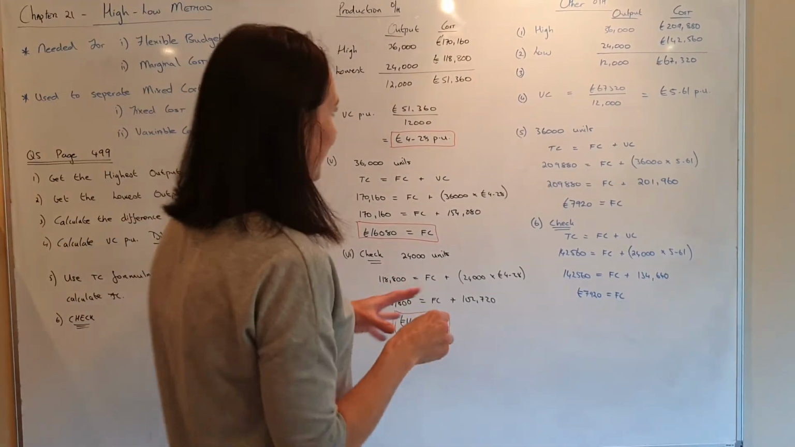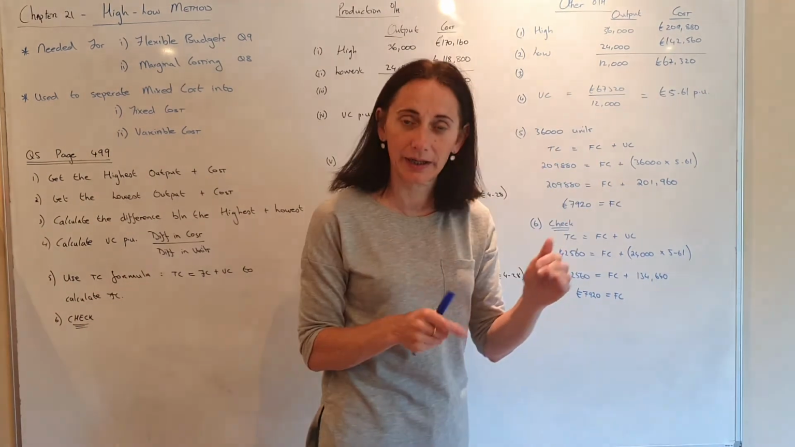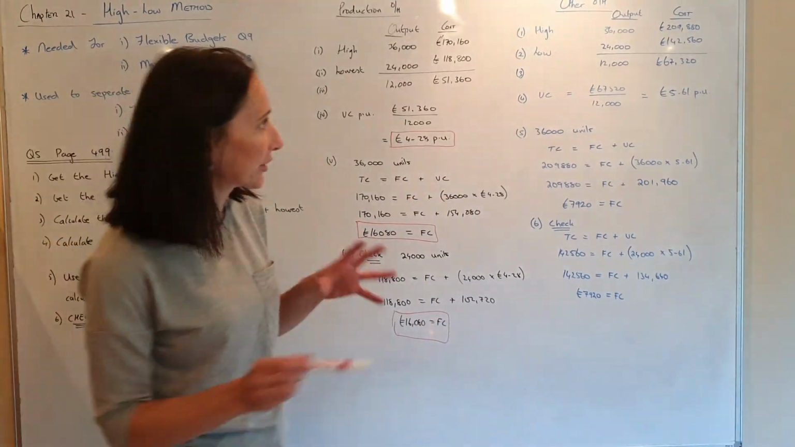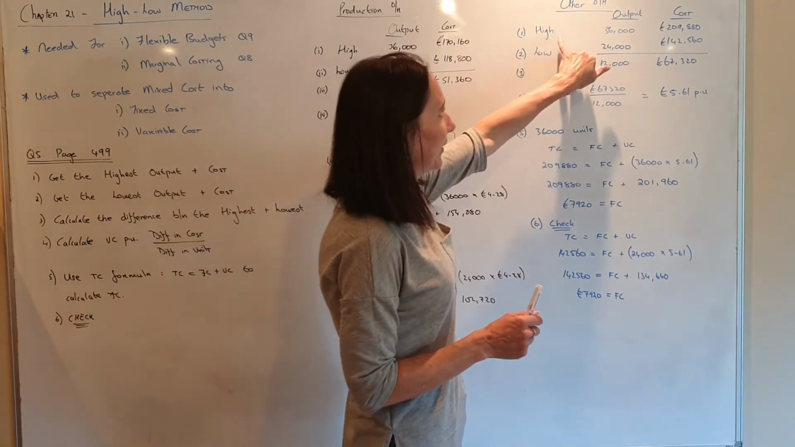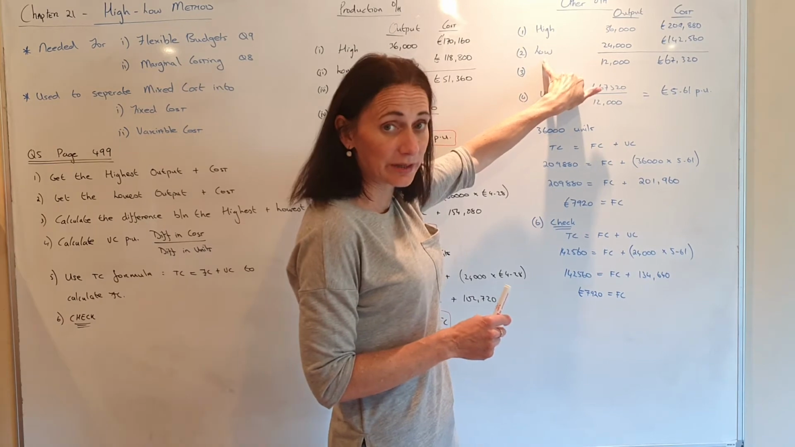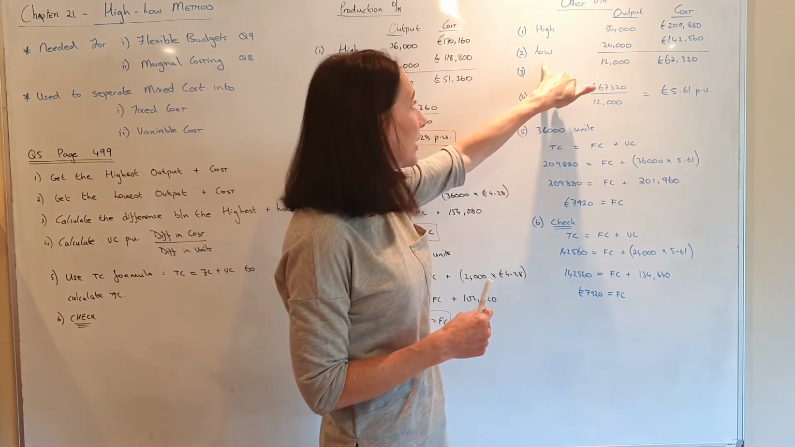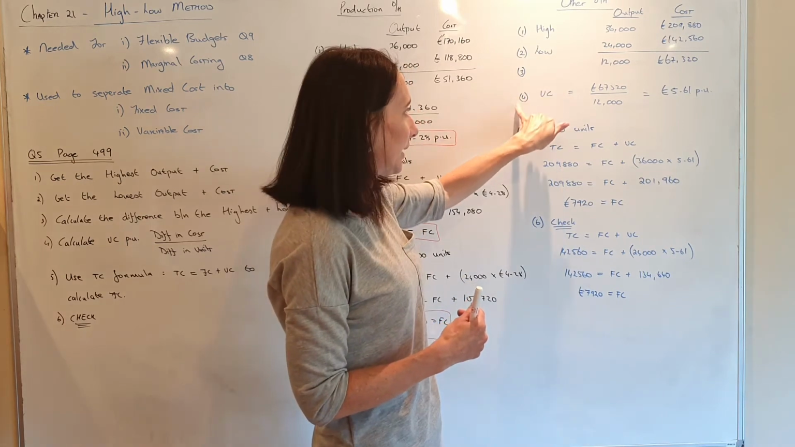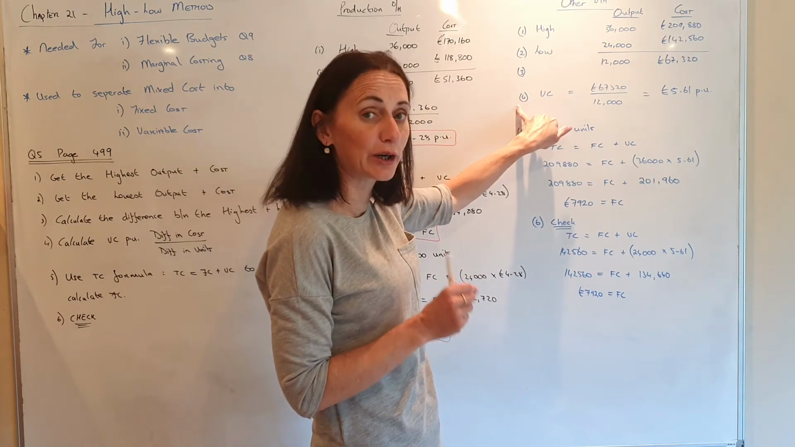Okay, so you've tried this, so let's go through it slowly again. If you got it right, just have a look at the answers and you can skip over this part, but just go through it slowly again. You write down the highest output with its corresponding cost. You write down the lowest output with its corresponding cost. Step 3 is you subtract the lowest from the highest. Step 4, you get your variable cost per unit.